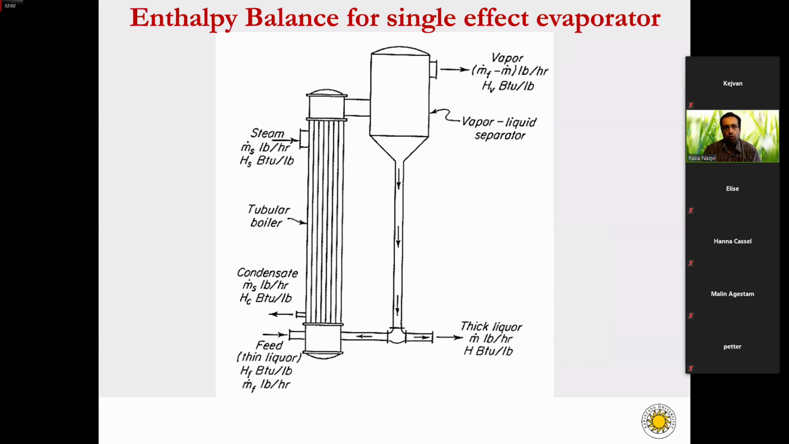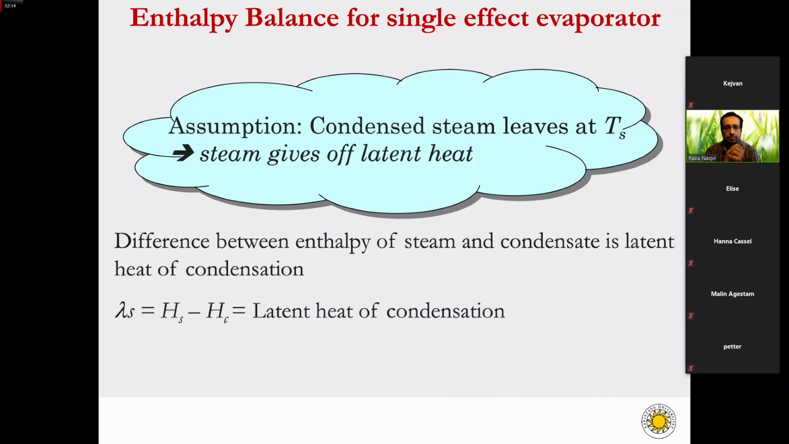So this is the overall picture of what is going on: steam in and condensate going out. The feed comes in, and then it is divided into two components: one is vapor and the other is the thick liquor. Now we have to think about a certain assumption: the condensed steam leaves at the same temperature as the steam, and the difference between the enthalpy of the steam and the condensate is the latent heat of condensation. So I hope that you also know the concept of latent heat of condensation and latent heat of vaporization, right?